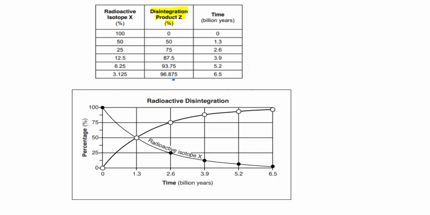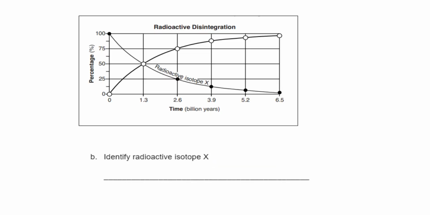So go ahead and pause this video and complete question number 1A. Your graph should look something like this. This is the disintegration product line, and this is the radioactive isotope X line. Part B asks: identify radioactive isotope X.